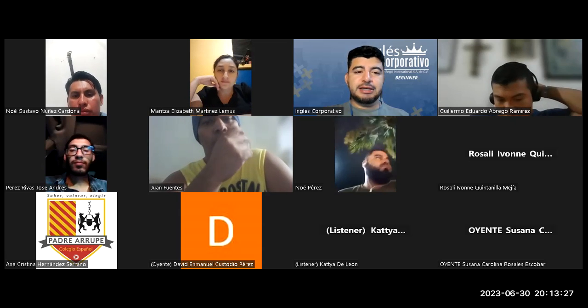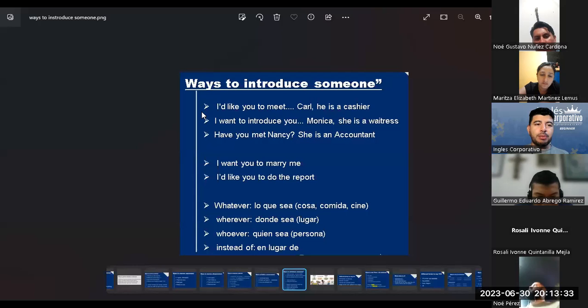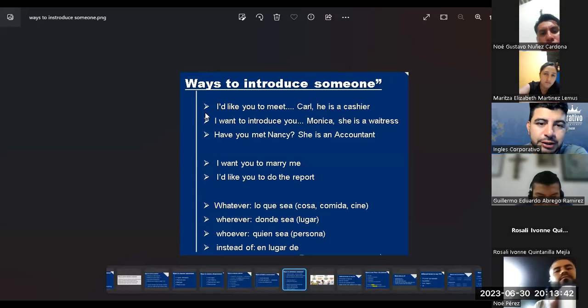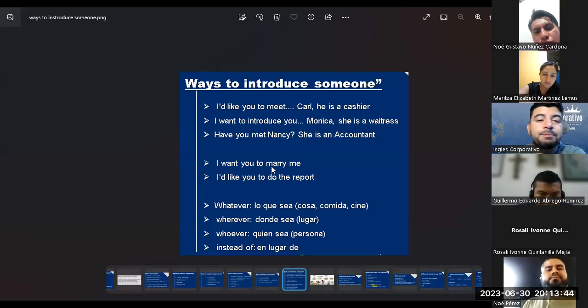vocabulary for tonight, and here we have this. Look, ways to introduce someone, formas para presentar a alguien. Okay, here we have three options. Tenemos tres opciones. Las otras ya las voy a explicar.